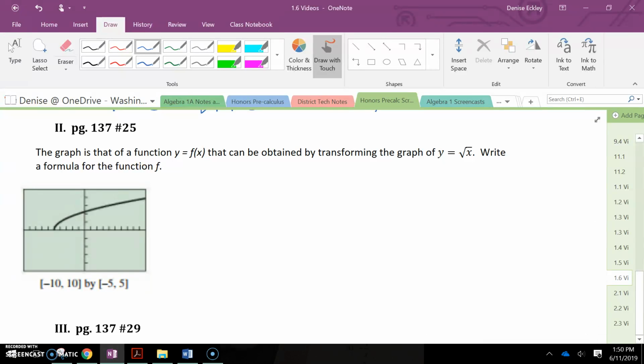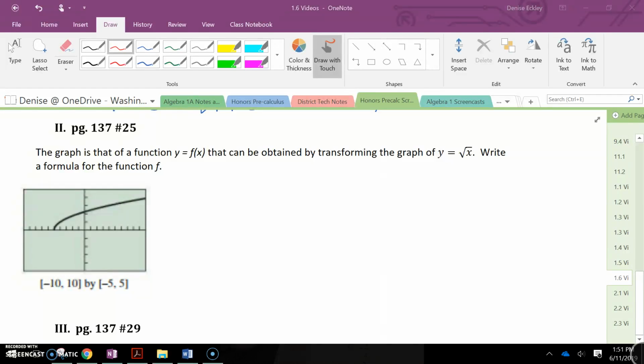Page 137, number 25. The graph is that of the function y equals f of x that can be obtained by transforming the graph of y equals the square root of x. Write a formula for the function f. So what we have to do is identify the translations that have happened to the original parent function.